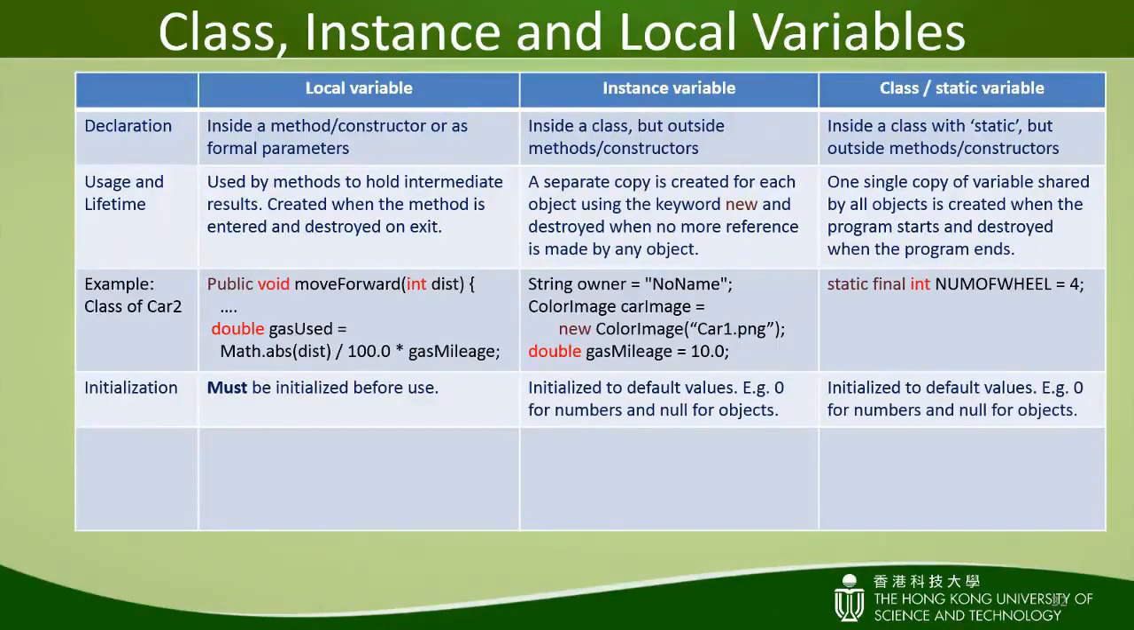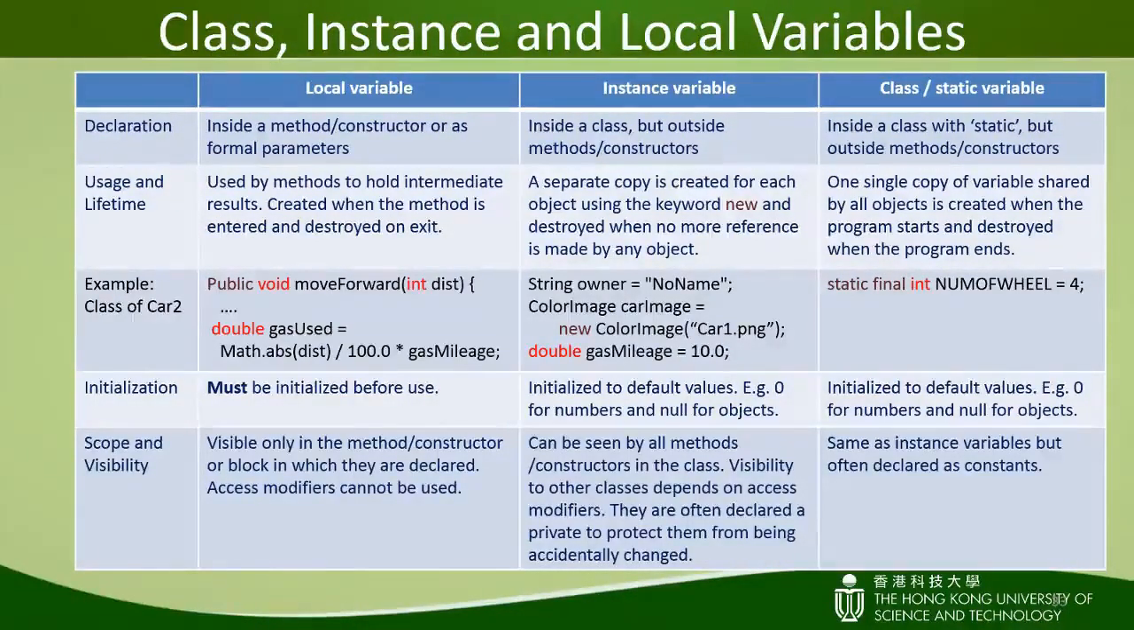Notice also that we often use all capital letters as the naming convention for constants. As discussed before, all local variables must be initialized before they can actually be used, otherwise it will lead to a compilation error. Java provides default values for instance and class variables. All types of variables follow the scope rule that we just discussed. Since local variables are only meaningful within the methods where they are declared, access modifiers cannot be used for local variables. Instance variables are often declared as private in order to protect them from being accidentally changed. And class variables are often declared as constants.